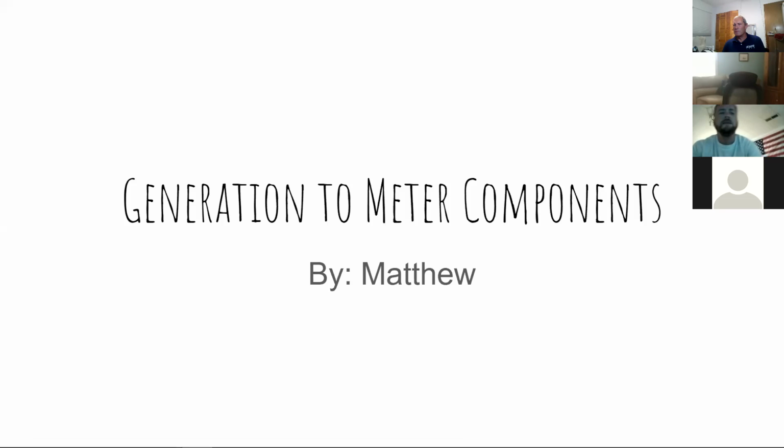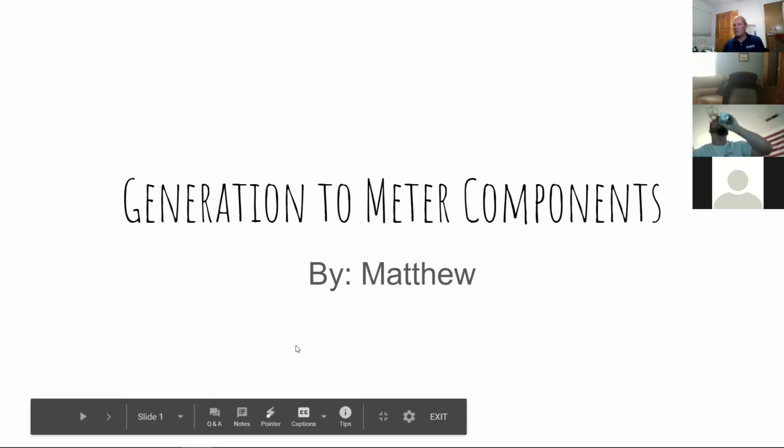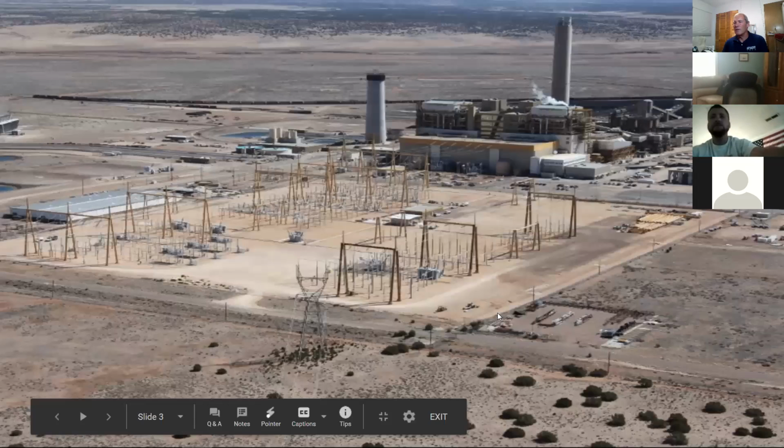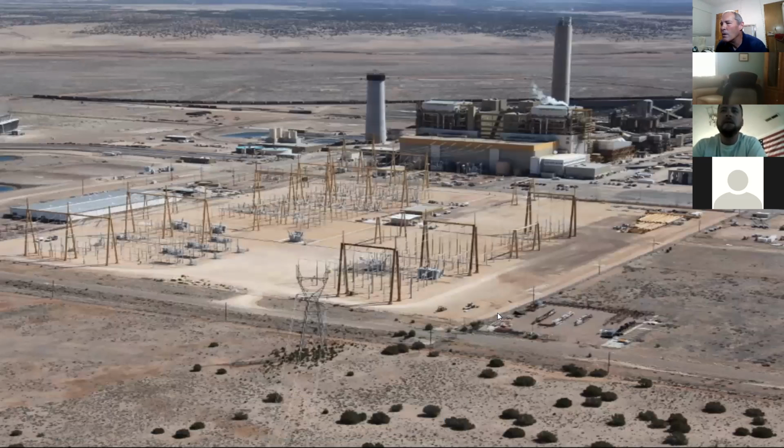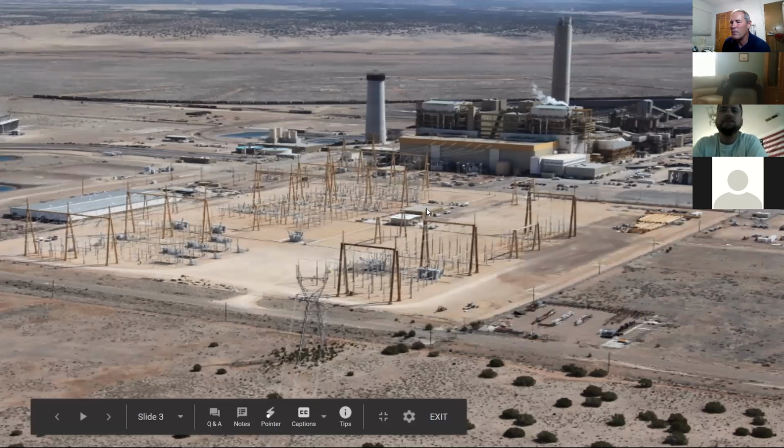All right. Did my PowerPoint on generation to meter components. All right, next slide. Next one. You don't want this one? Hold on. It just showed my, I think it's awesomely cool. I don't know where you got this picture from. Generating station, how many units are there? 2. 2 units. Yeah. And you'll notice that it's kind of hard to see in the picture. 1 transformer, 2 transformers, switching yard, then out on transmission. Yep. That's a pretty awesome picture.